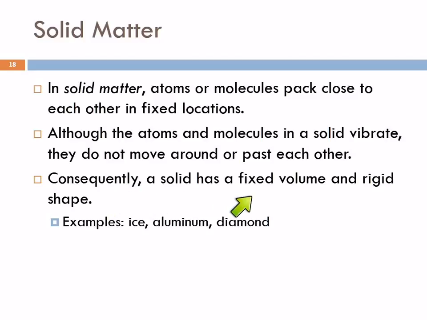So the solid has a fixed volume and a rigid shape. You take an ice cube and you put it in a bowl. You take that same ice cube and you put it on a plate. The shape of the ice cube doesn't change because all those particles are fixed relative to each other. Here we have a couple of examples of solids: ice, aluminum, diamonds.